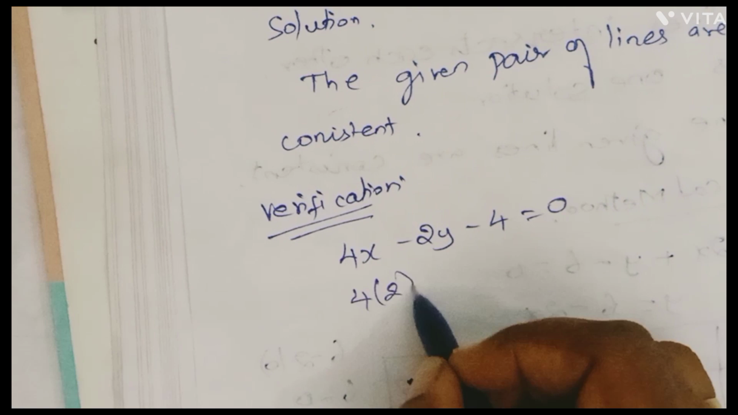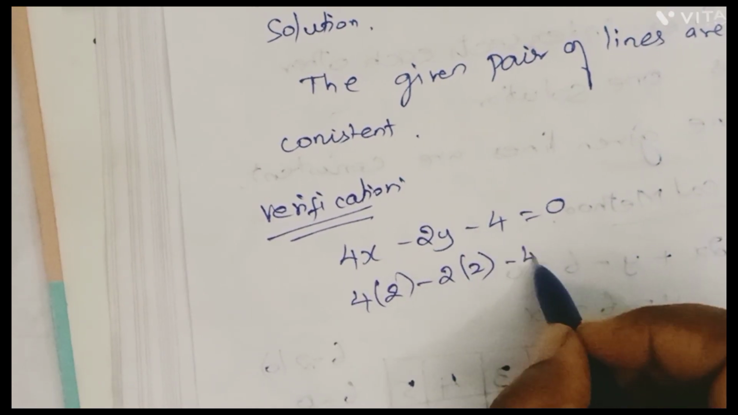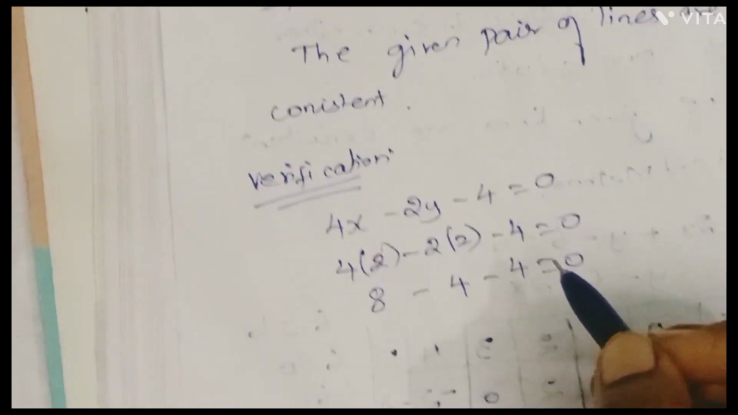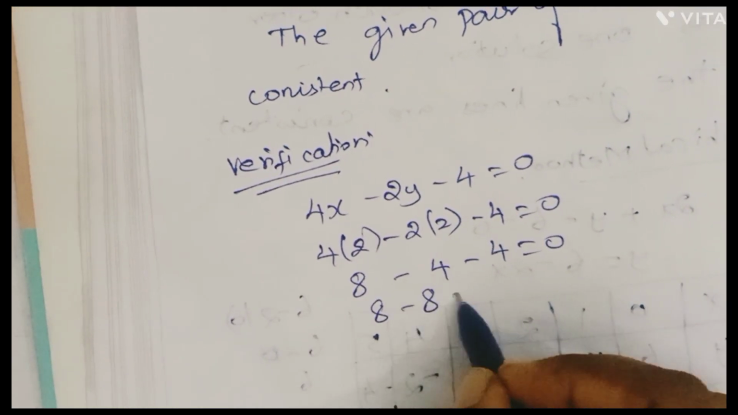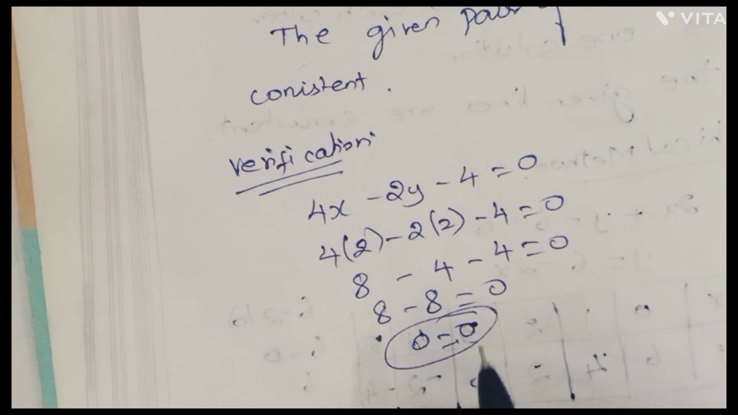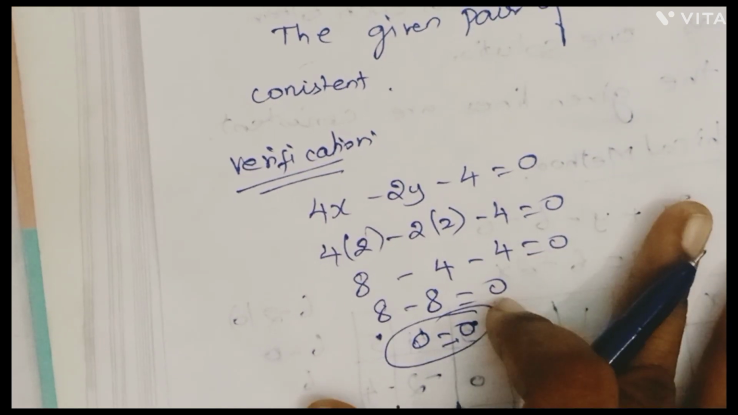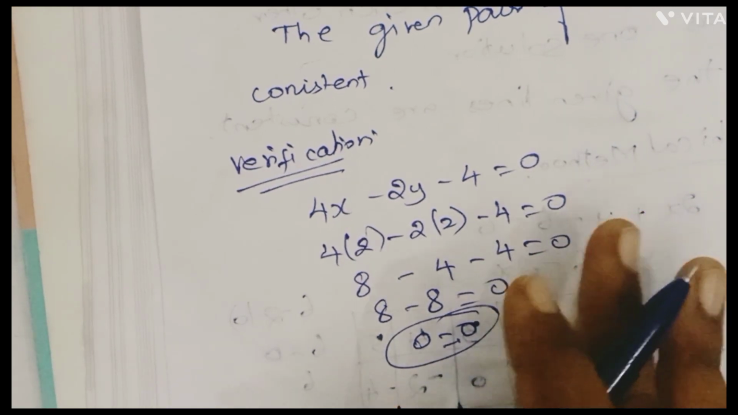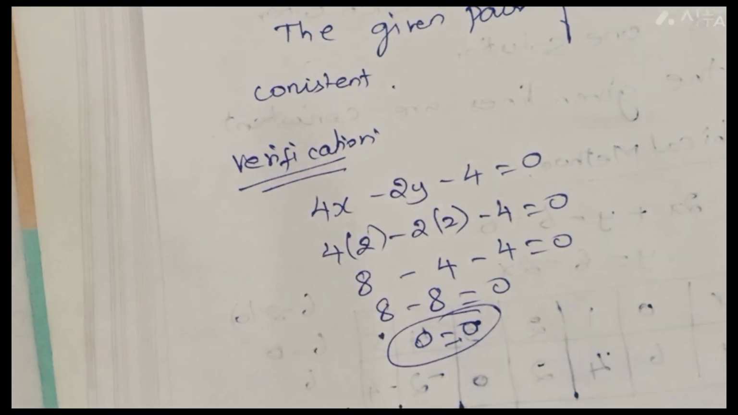4 into 2 minus 2 into 2 minus 4 equal to 0. 2 4s are 8 minus 2 2s are 4 minus 4 is equal to 0. So 8 minus 8 is equal to 0. So 0 is equal to 0. Okay, so our answer is correct. Therefore, the system is consistent and we have the unique solution as 2, 2.